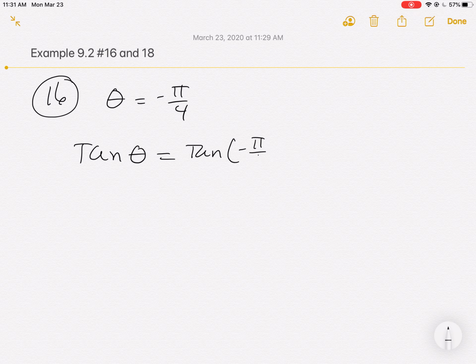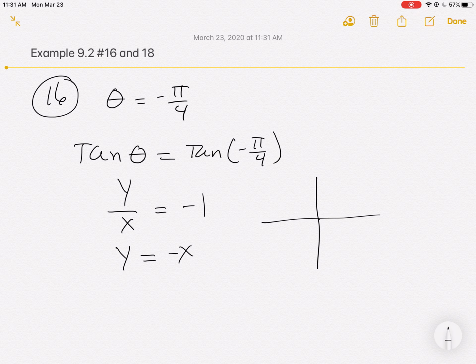This is the algebraic way to go through it. There's also an understanding part as well. Tangent theta we know is y over x, and we know that tangent of negative pi over 4 is negative 1. So what's left to do? Well, simply solve for y. And what do we get? We get y is equal to negative x.